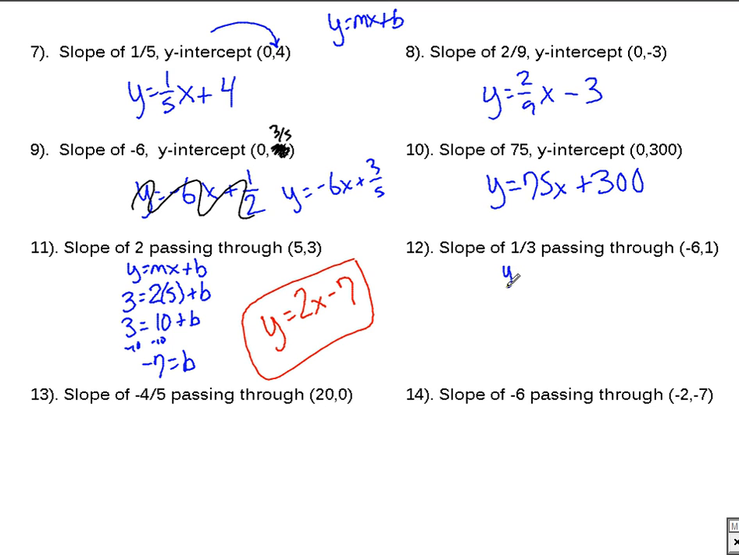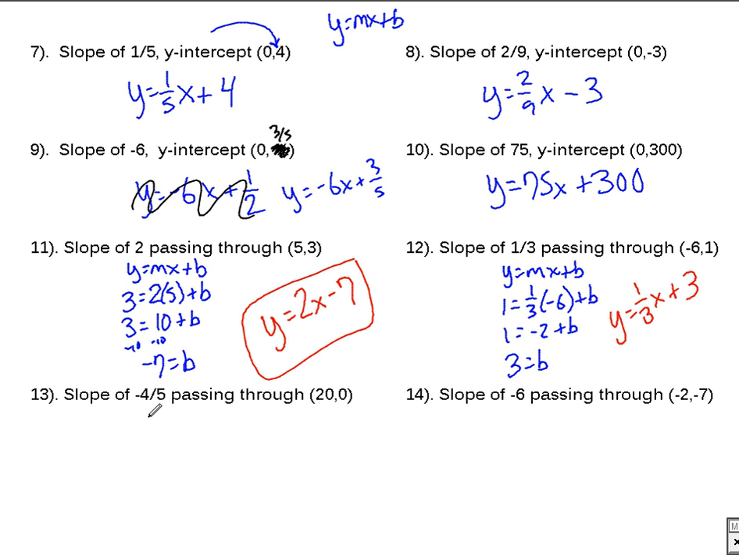Same thing for 12. Start with y equals mx plus b. Plug in a y value of 1, an m slope value of 1/3, and an x of negative 6 plus b. We do negative 6 divided by 3 is negative 2, times 1 is negative 2. And then add 2 to both sides to get 3 is equal to b. So your final answer, y equals 1/3 x plus 3.